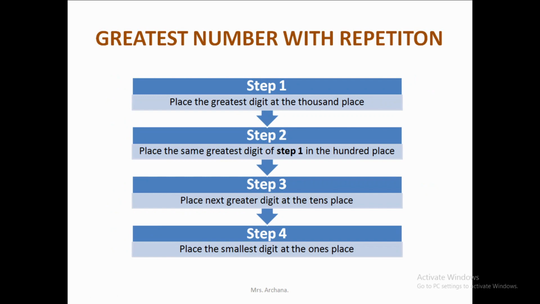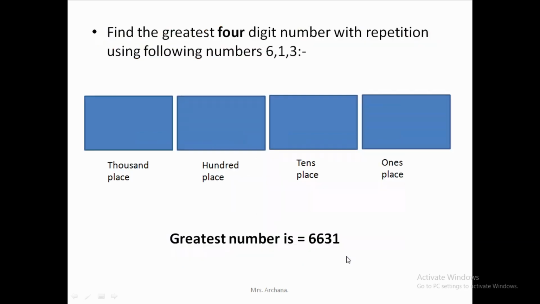Now, greatest number with repetition, means by repeating, how we will find the greatest number. Place the greatest digit at 1000 place. Place the same greatest digit of step 1 in the 100 place, and place the next greatest digit at tens place, and place the smallest digit at ones place. Now see how we have done it.